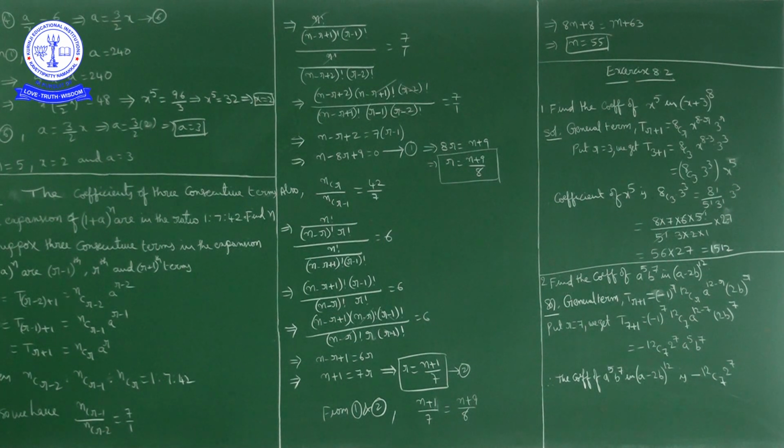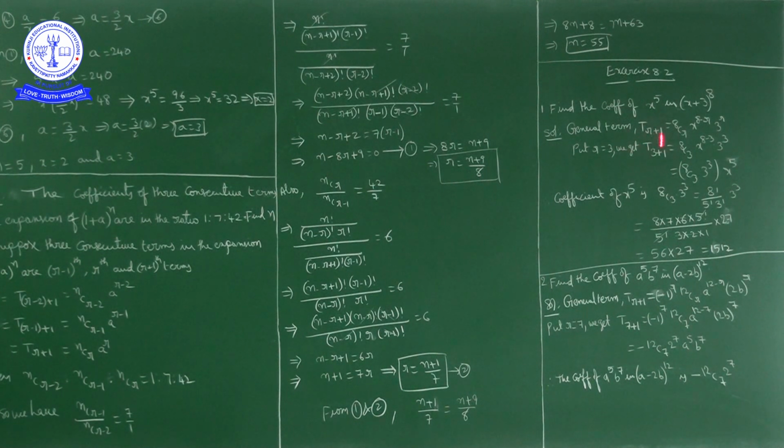Now, first of all, I will write general term. What is general term? Tr plus 1 is equal to nCr into x power n minus r into y power r. Here, n is how much? 8. And y is how much? 3. So, Tr plus 1 is equal to 8Cr into x power 8 minus r into 3 power r. But what we need is the coefficient of x power 5. So, x power 5 should be there, means 8 minus r has to be 5. So, put in place of r 3, so that 8 minus 3 is 5. Okay. Put r is equal to 3.